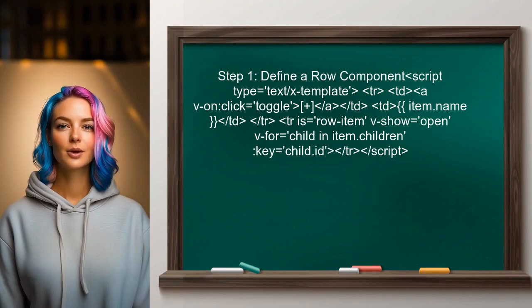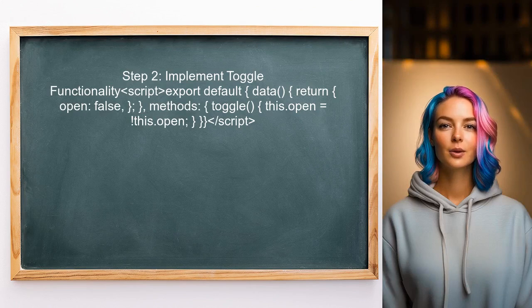To create a recursive table in Vue.js, the user should start by defining a component that represents a row. This component will include a toggle feature to show or hide child rows. Next, the user needs to implement the toggle functionality. This will allow the user to expand or collapse the child rows when they click on the toggle link.